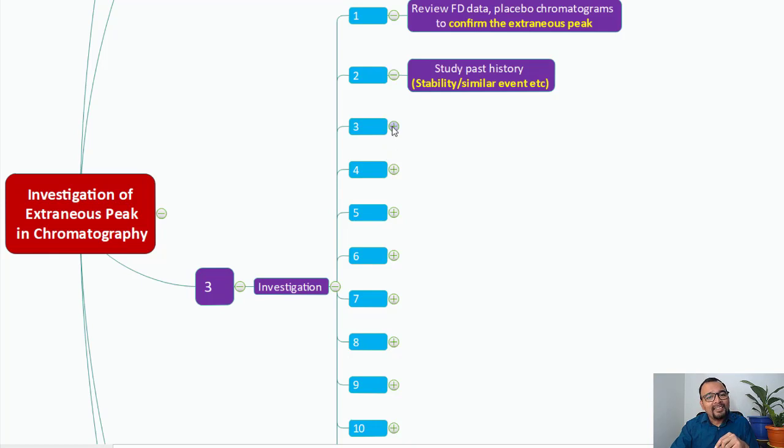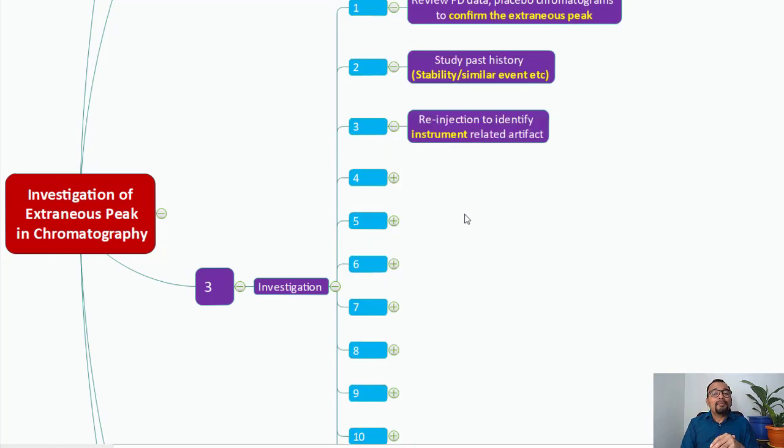So understand the history of this peak. If you have not come across such a situation, then you can think of planning a few experiments to understand the laboratory error. Before you go on to the product related issues, first understand whether there is any possible lab error for the finding of this extraneous peak.